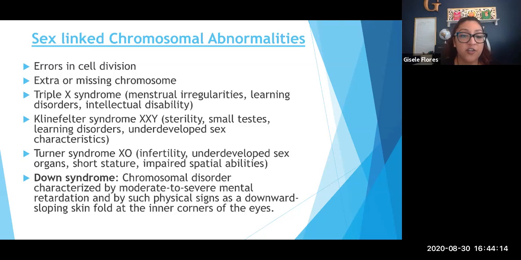Same thing with Turner syndrome. When there's an X but an O, that child is still going to be female, but going to struggle in several different aspects of being female, including infertility. We're going to see underdeveloped sex organs, even atypical growth patterns, and impaired spatial abilities. Down syndrome, again, is another example of a chromosomal disorder. Because it is passed down from the mother, you can get an extra chromosome instead of the 2 that are supposed to be there. Okay.